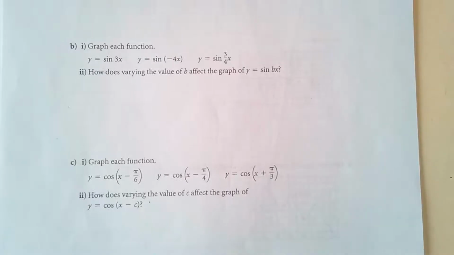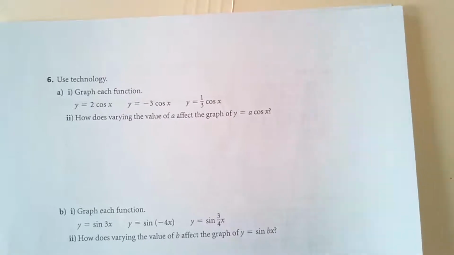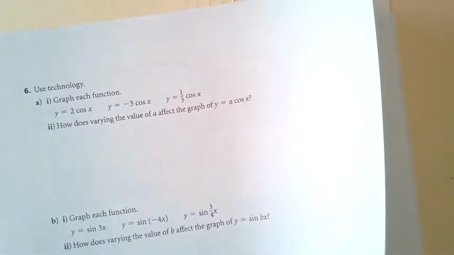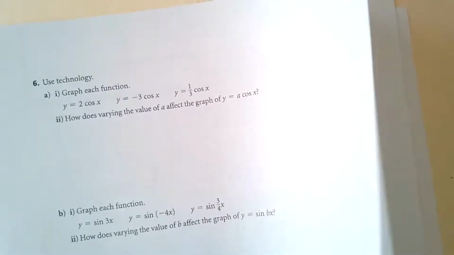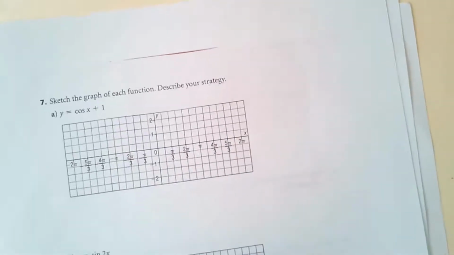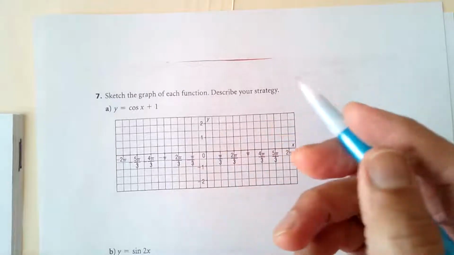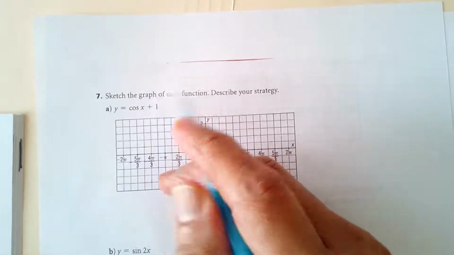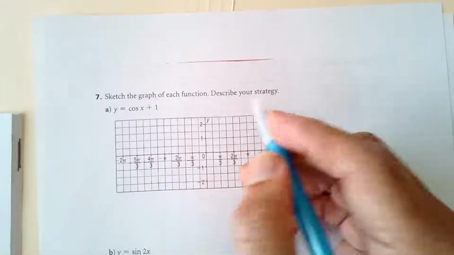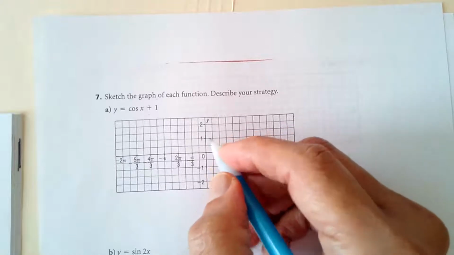Now, question 6, using a graphing calculator, or you can use Desmos. I'll let you go ahead with those questions. Now the next part is also on sketching. For all of these here, this is a vertical shift of 1. So if I were to sketch this graph now, it shifts 1 unit up.